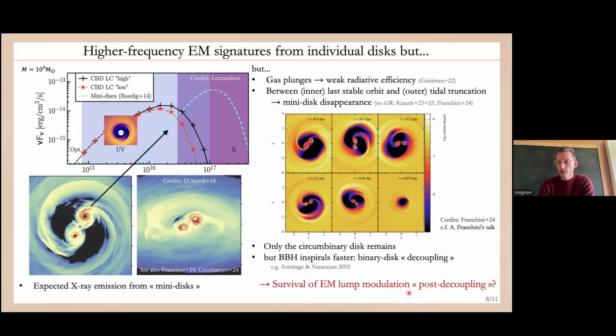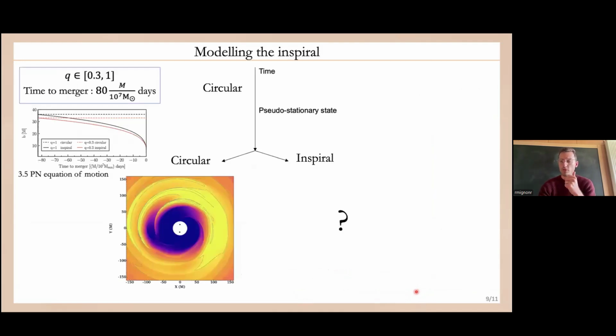And a natural question we can ask is whether the modulation due to the lump can actually survive in that particular case. So to do that, we ran a first simulation in which we reproduce the circular orbit pseudo-stationary state. That's what you can see here on the left. And then we start from this state to restart the simulation, but triggering the in-spiral motion, just like Alicia mentioned also in her talk.